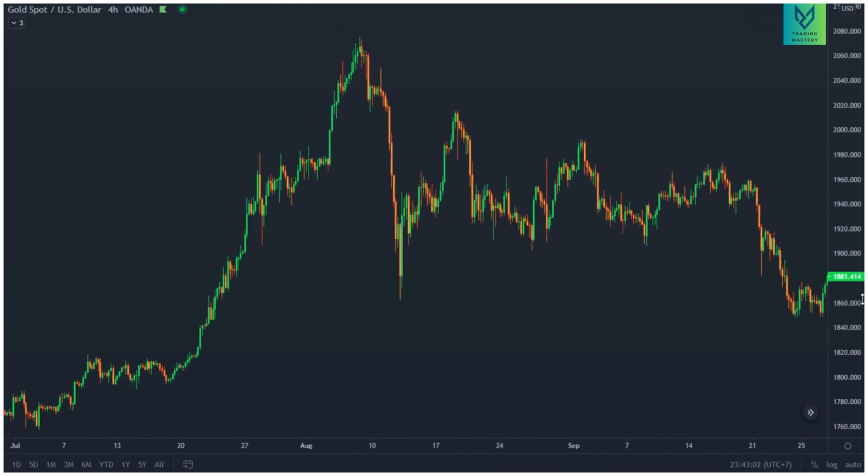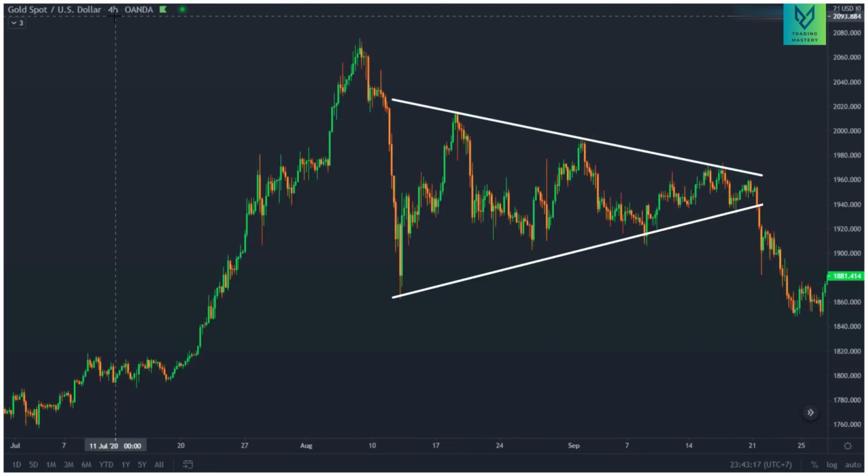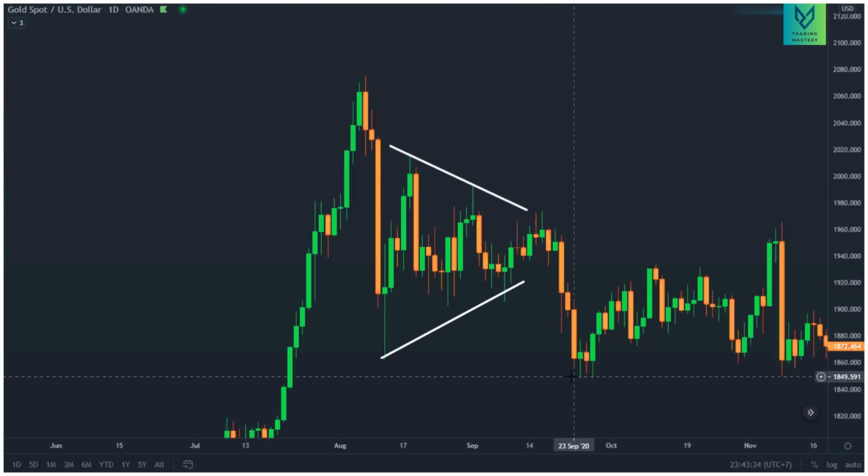You may find it difficult to recognize due to the significant amplitude. However, let's switch to a daily time frame to get a clearer view. This is precisely the amplitude within the triangle pattern.